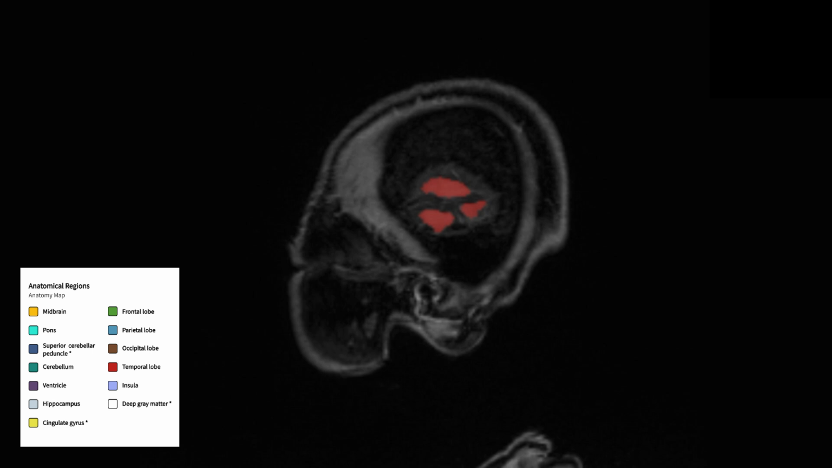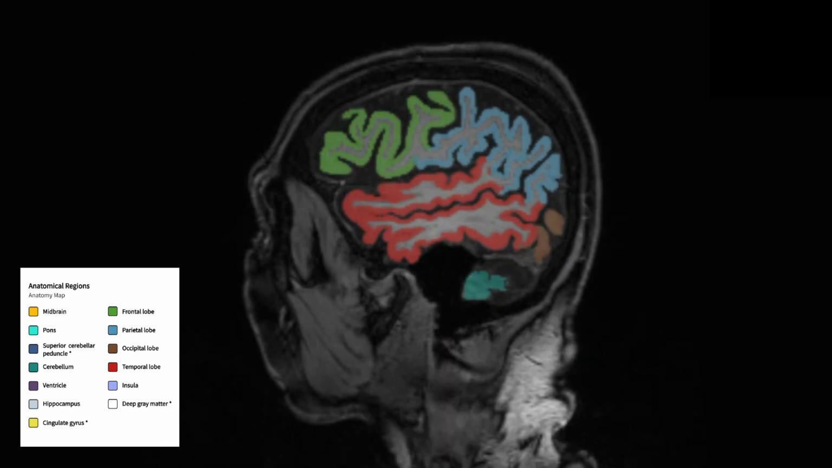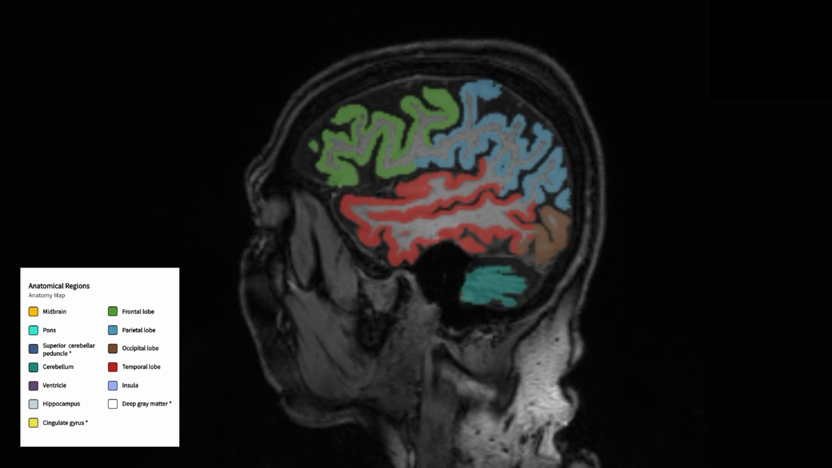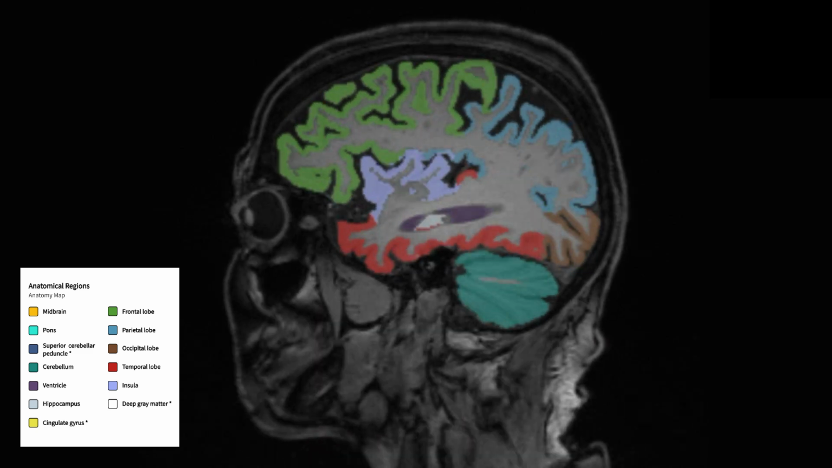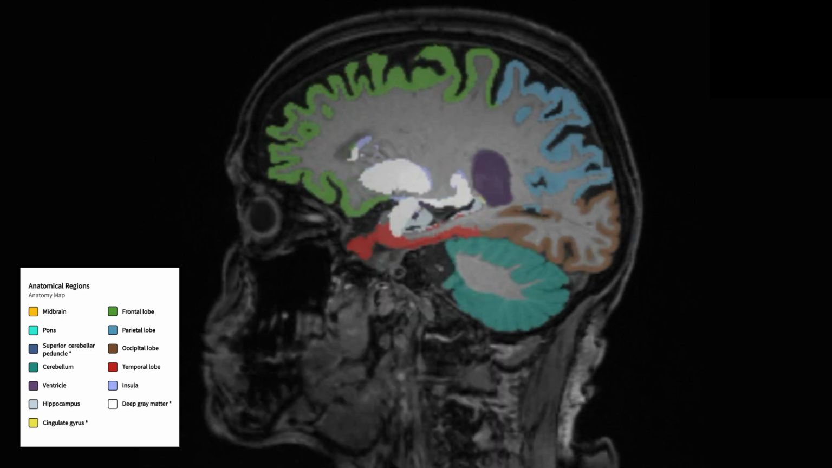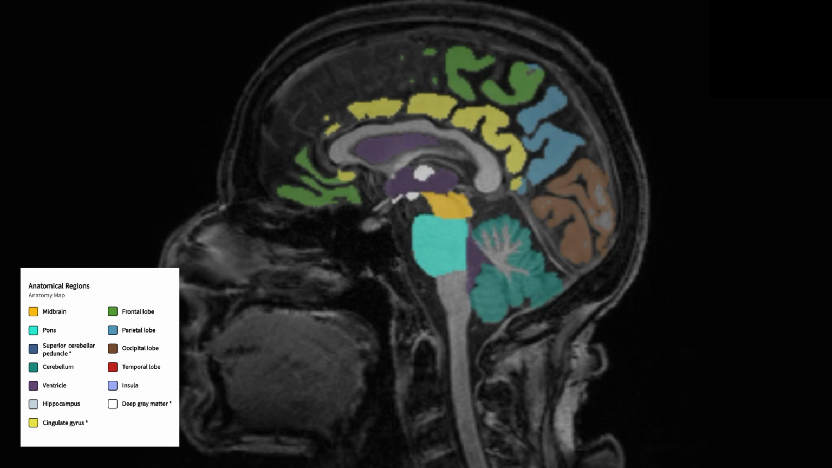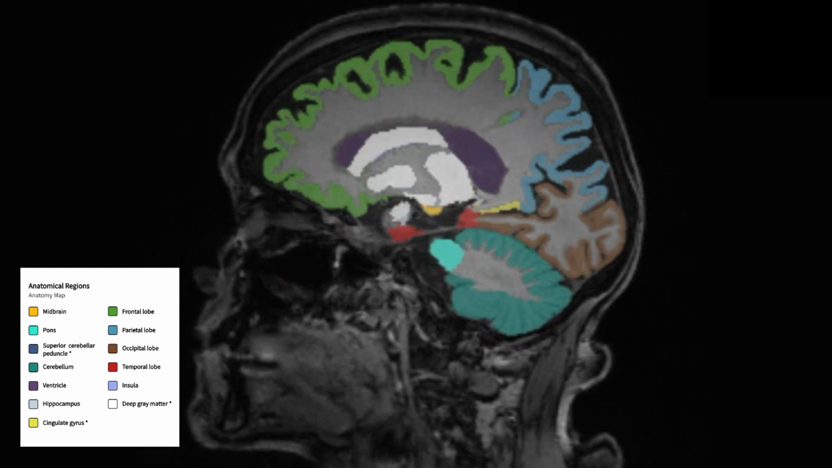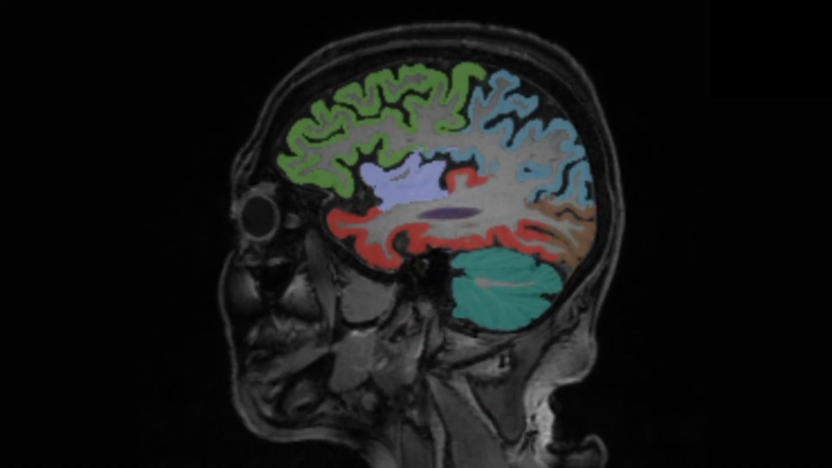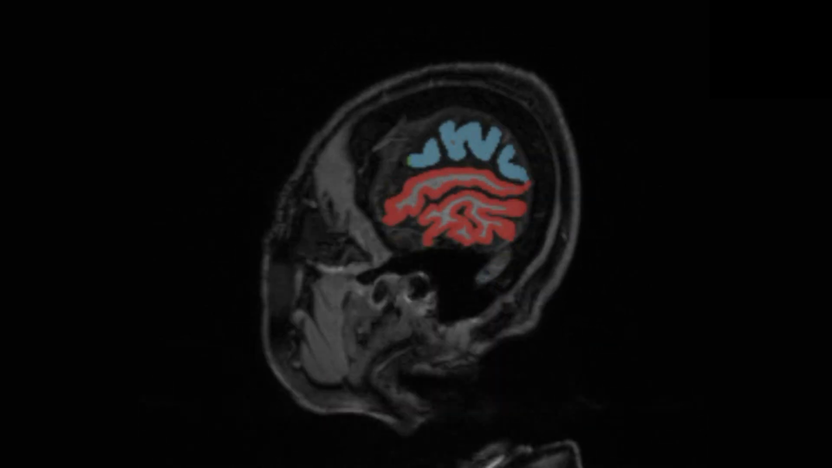Here, we can see the anatomical allocation and are able to confirm that the segmentation of the temporal lobe is correct. We can also see that the hippocampus has been segmented correctly. The same applies for the frontal lobe. We can see the ventricles and also midbrain and pons. We cannot identify an erroneous segmentation, and this is also true for the contralateral side.